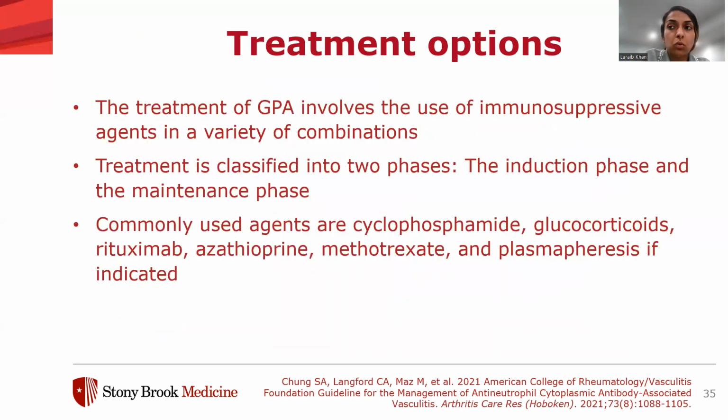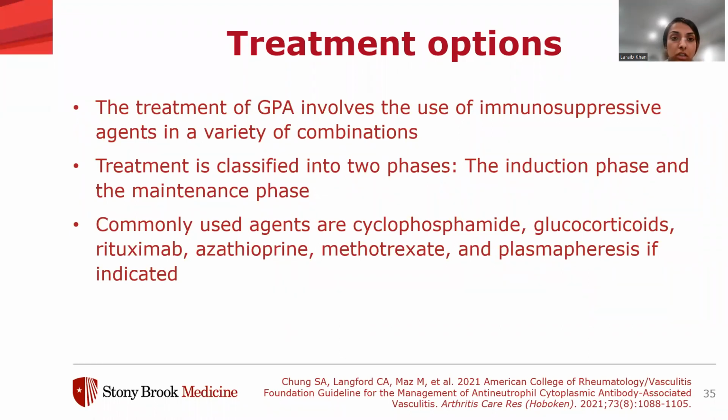So just continuing on with the treatment. The treatment of GPA involves the use of immunosuppressive agents, in combinations. Treatment is classified into two phases, the induction phase and the maintenance phase. The induction phase is basically the first treatment given for a disease. Maintenance would be after the induction phase.